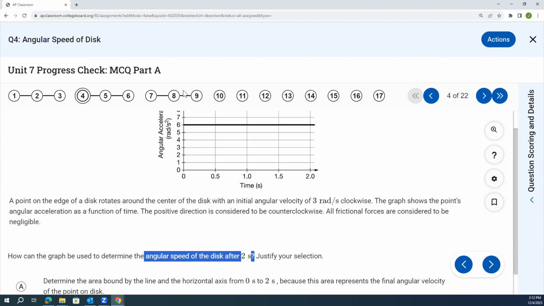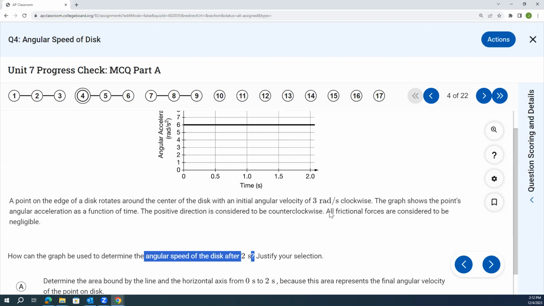Do you think you could take the area under the curve, which would be a rectangle, for 2 seconds? What would that be? 6 times 2, is that 12 radians per second? No, that's a change in angular velocity. Let's get an answer right here. Because if you started at negative 3 radians per second, and you change by 12 radians per second, because 6 times 2, right? Guys, what is negative 3 plus 12?